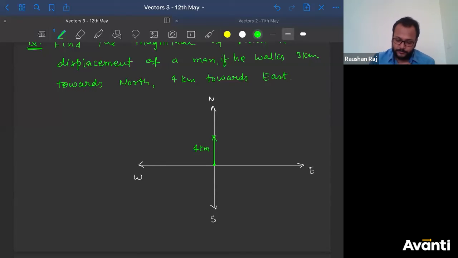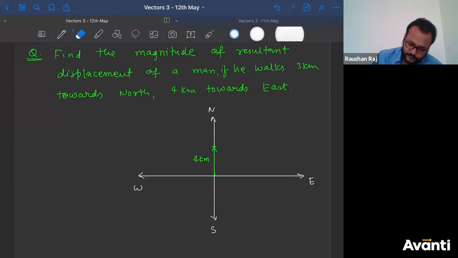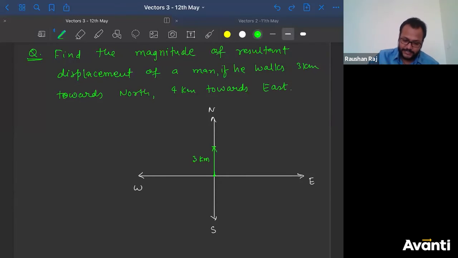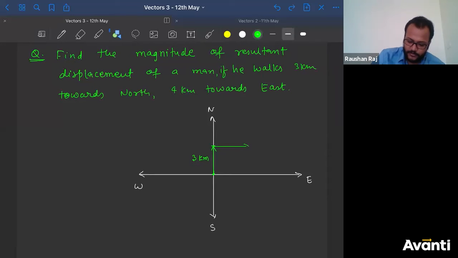Now the man has gone 3 kilometers towards north. Now the man has gone 4 kilometers towards east. So towards east, on the right hand side, he will go this way. He'll take a turn, perpendicular, and then he'll move for 4 kilometers. He'll walk for 4 kilometers and then he'll stop. So this is 4 kilometers.